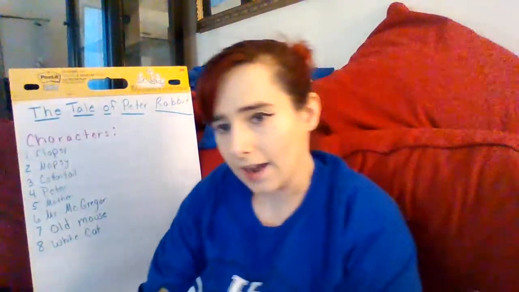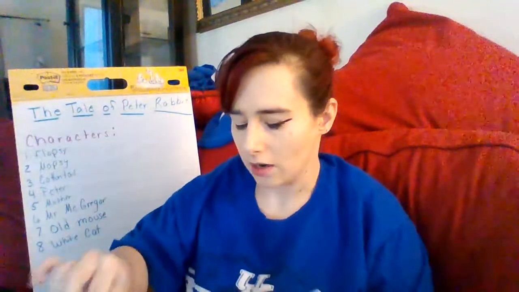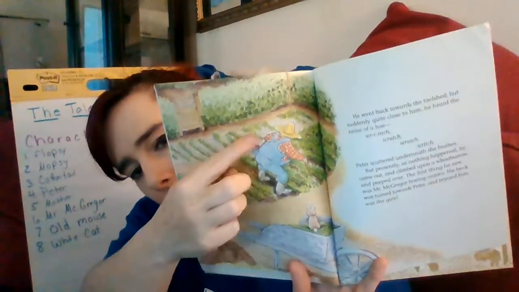So character number 7 was Old Mouse. And character number 8 is the white cat. So now we have 8 characters: Flopsy, Mopsy, Cottontail, Peter, Mother, Mr. McGregor, Old Mouse, and White Cat. Let's see if we find any other characters. Let's look at this picture. Any new characters? We see Peter and Mr. McGregor. So no new characters.